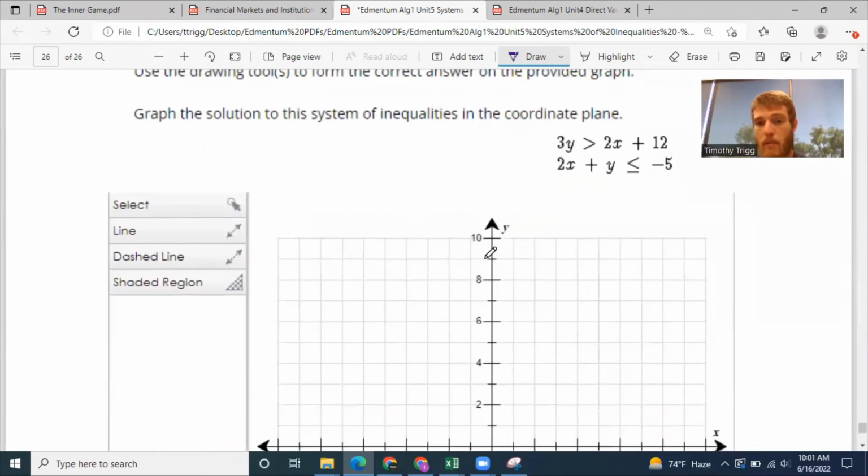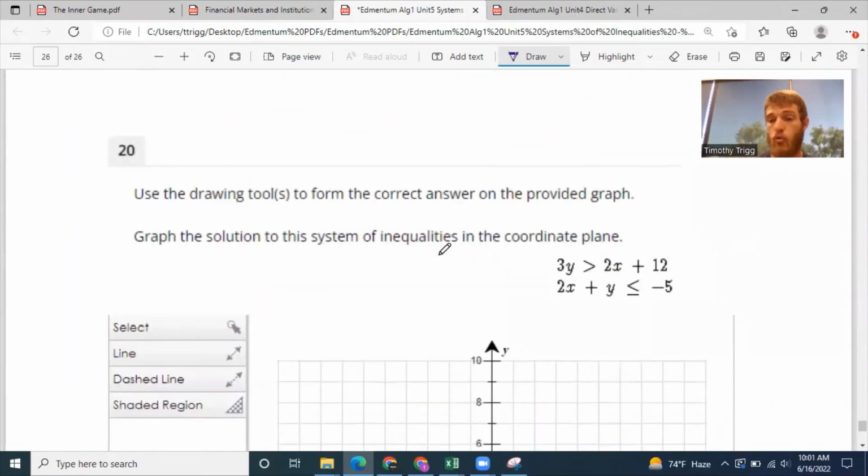This one's pretty much the same as the last one. We want to draw the two inequalities on the graph below. So for both of these, I want to get them in the form y equals mx plus b, the slope-intercept form. We want to get y by itself in both of these inequalities. So for this first inequality, how would I get y by itself? Well, I would divide by 3 on both sides of the inequality, giving us that y is greater than, and then we could write 2/3 x like that.